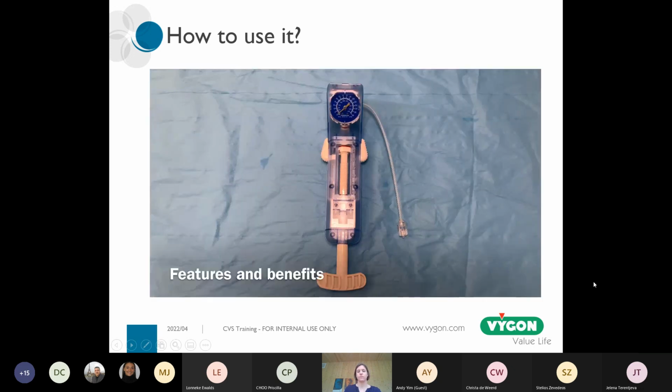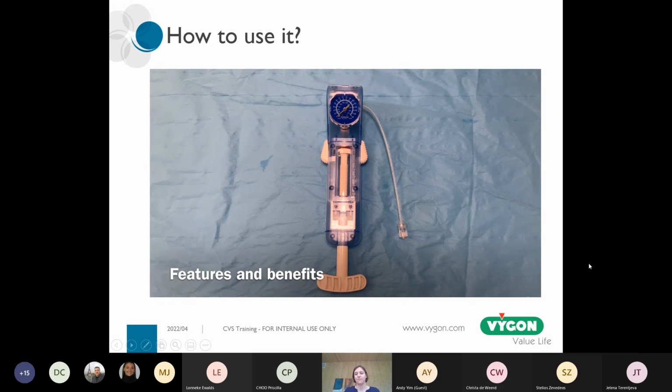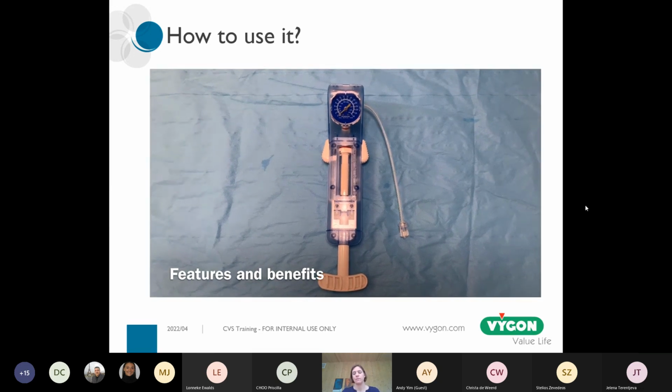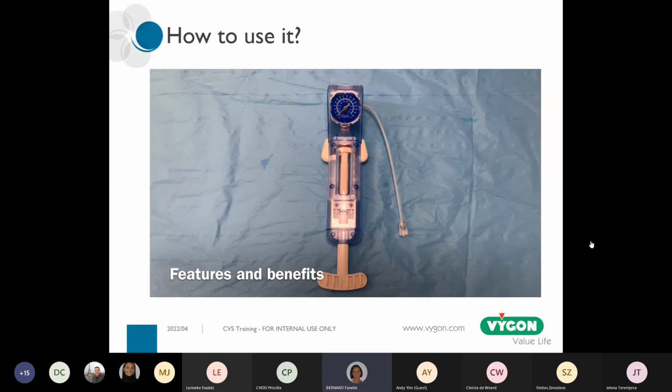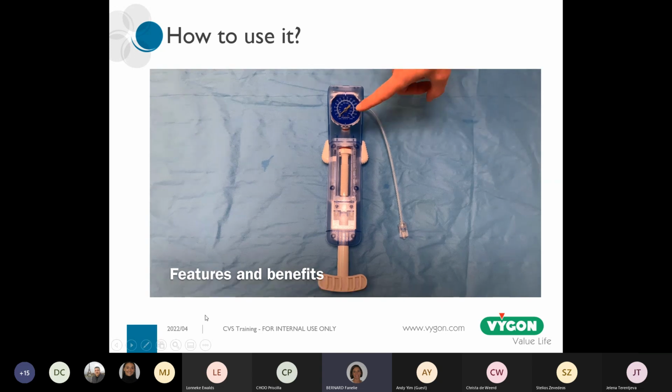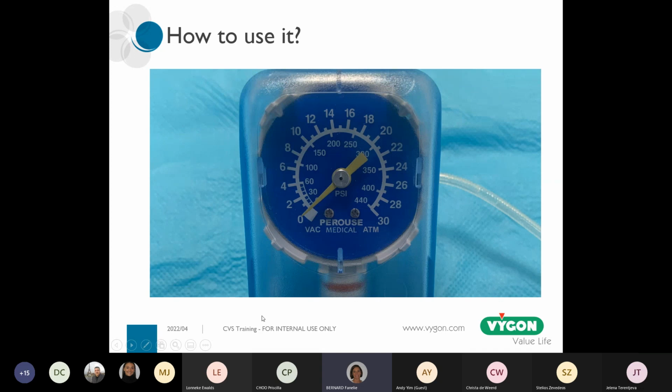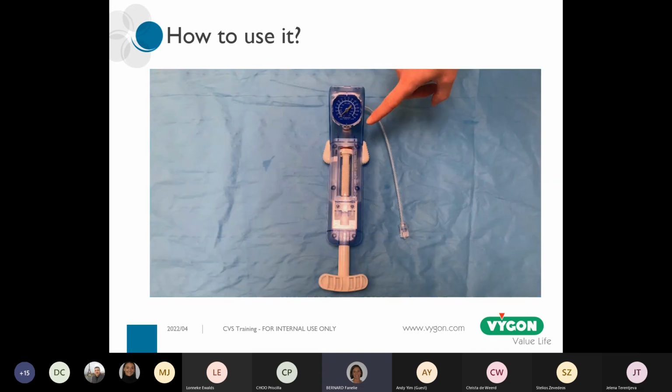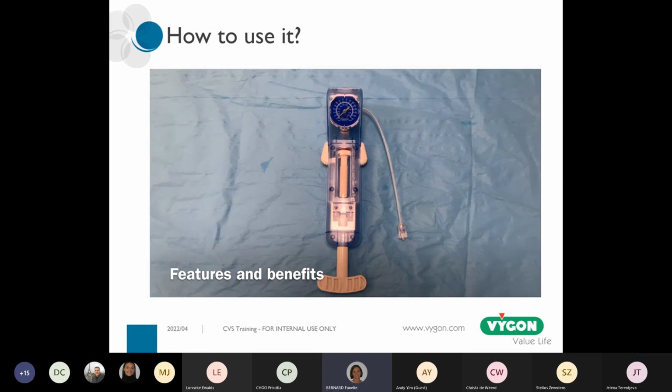I will present you the inflation device Dolphin. The device is used to inflate balloons during peripheral and coronary angioplasty. It has a manometer. The maximum pressure is 30 atm, so it is suitable for most of the procedures.